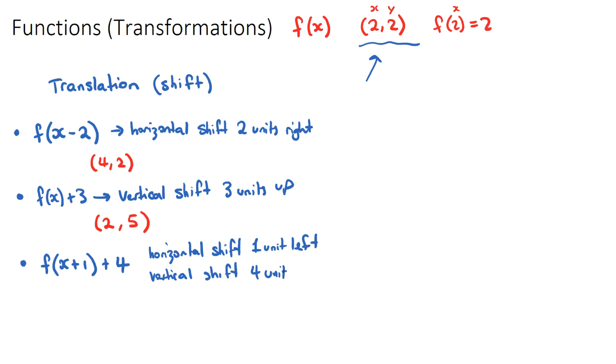So if we looked at our original point and we applied this transformation here, the x would go from 2 to 1 because it went 1 unit left, and the y coordinate will go from 2, and we'd need to add 4, so it would go to 6. Okay, so that's what a translation is. That's the first topic of transformations. The next topic is called stretches.